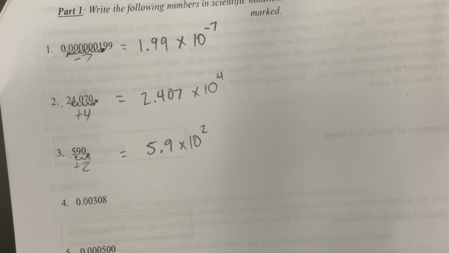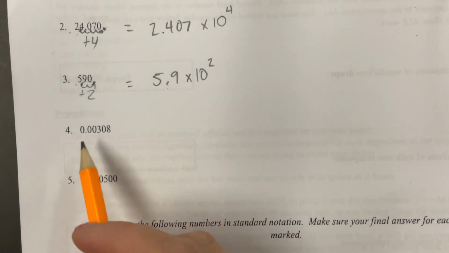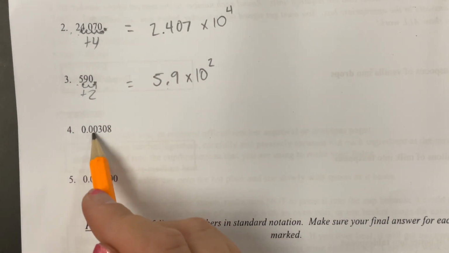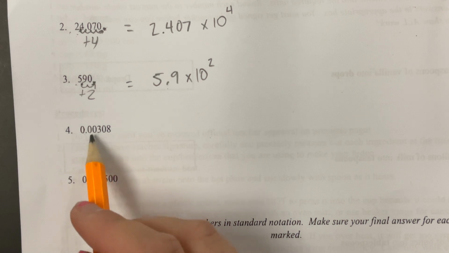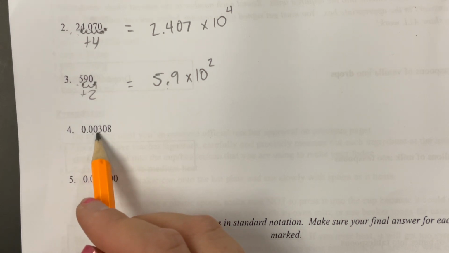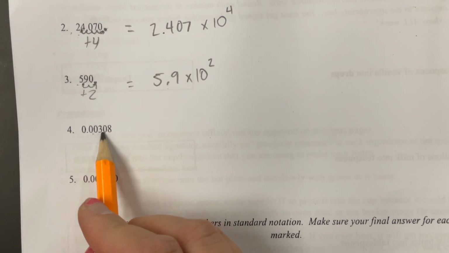Okay, so we'll do another one. On this one, if I put the decimal place here, 0.0308 is not between 1 and 10. If I put it here, 0.308 is not between 1 and 10. If I put it here, 3.08, that's a number between 1 and 10.